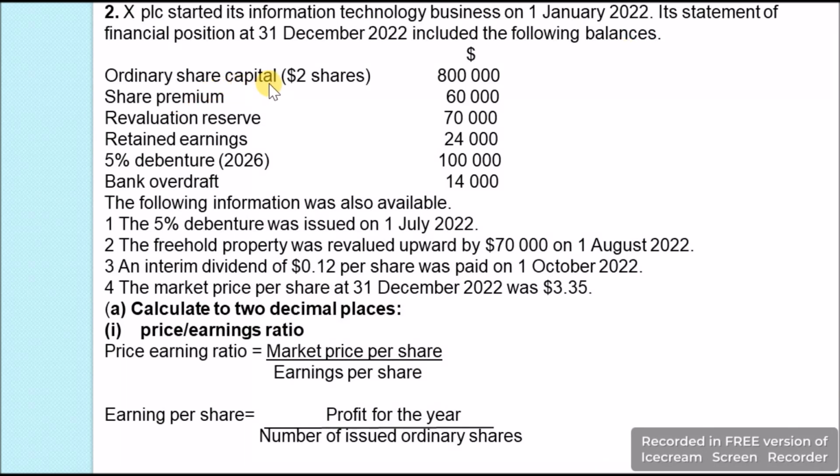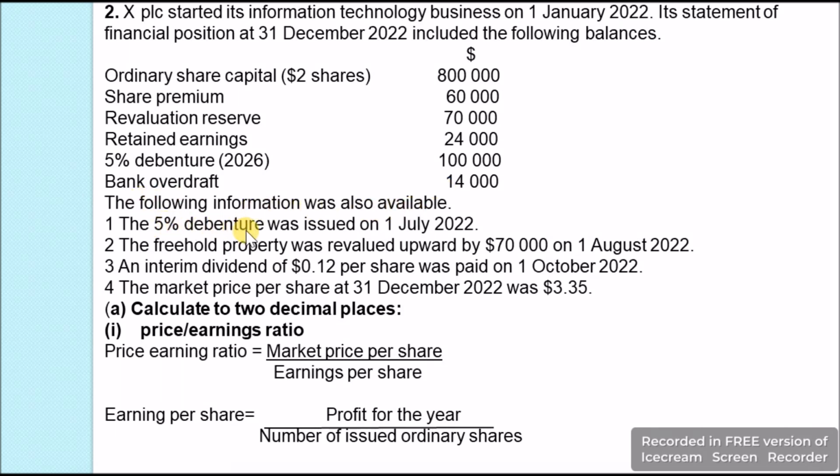Ordinary share capital, the share price per share is $2 and the total ordinary share capital is $800,000. Share premium is $60,000. Revaluation reserve is $70,000. Retained earnings are $24,000. 5% debenture which will be redeemed in the year 2026 and the value is $100,000. Bank overdraft which is $14,000. The following information was also available.